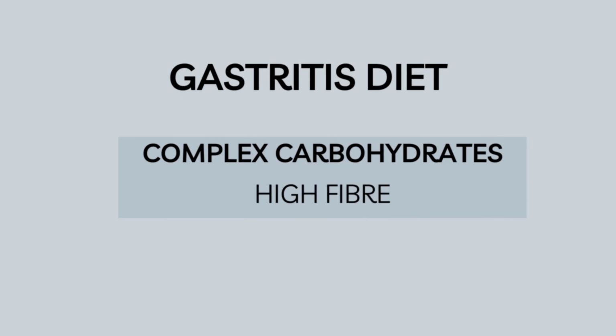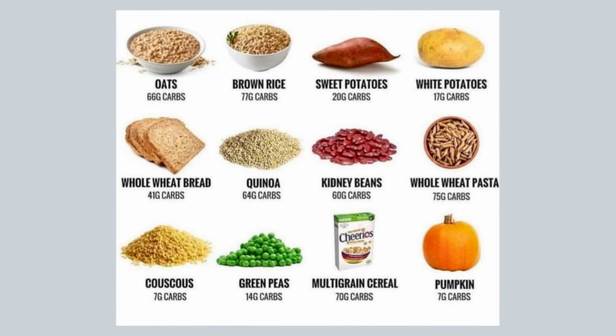So let's talk about some foods that we should have if we have gastritis. We should choose complex carbohydrates. Complex carbohydrates are helpful as they regulate our blood sugar levels and also reduce the level of inflammation in our stomach. Some examples of complex carbohydrates include brown rice, whole grains, quinoa, sweet potatoes, oats, and oatmeal.